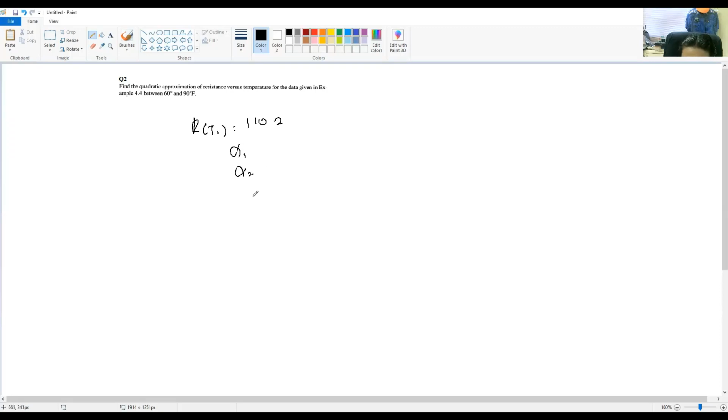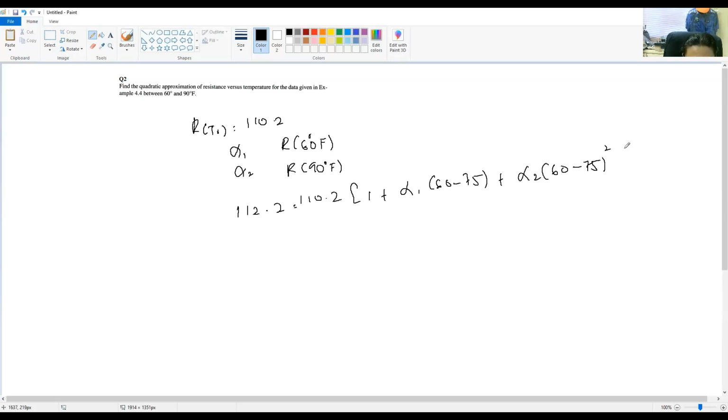Because this is the resistance at 60, and this one is at 90, we can use the same formula. For 60: 112.2 equals 110.2 plus alpha 1 times (60 minus 75), based on the first equation, plus alpha 2 times (60 minus 75) to the power of 2. This is for 60, and this is for 90: 112.2 equals 110.2 plus alpha 1 times (90 minus 75), plus alpha 2 times (90 minus 75) to the power of 2.